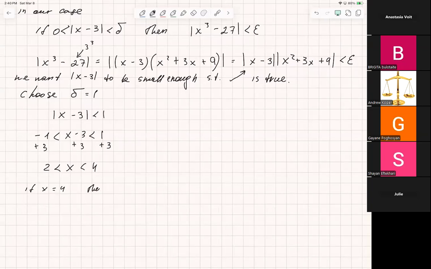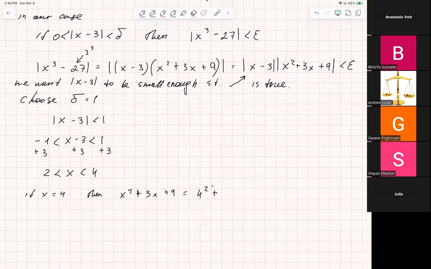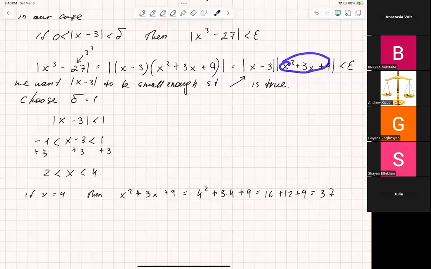Then we have x squared plus 3x plus 9, which is, well, let me, 4 squared plus 3 times 4 plus 9. So that's going to be 16 plus 12 plus 9, which is 37, right? Okay, so this is our boundary for this factor. We can say that it's less than 37.